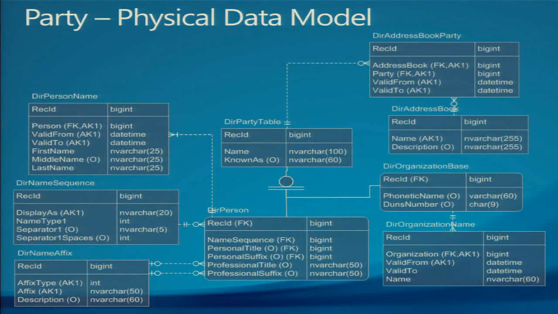On the top right, we have the address book table, dir address book, and a relationship table, dir address book party, that holds the relationship between party and address book. And it's date effective as well.